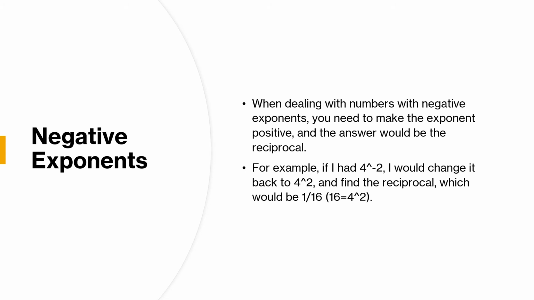Negative exponents. When dealing with numbers with negative exponents, you need to make the exponent positive, and the answer would be the reciprocal. For example, if I had 4 to the power of negative 2, I would change it back to 4 squared and find the reciprocal, which would be 1/16. Since 4 squared equals 16, and the reciprocal of 16 is 1/16, the answer would be 1/16.